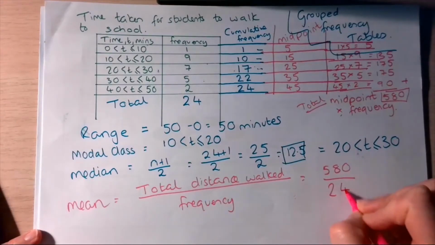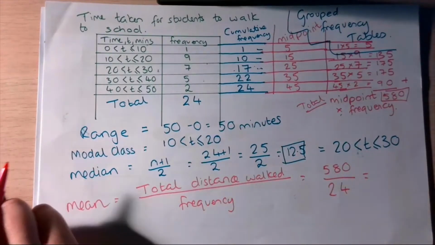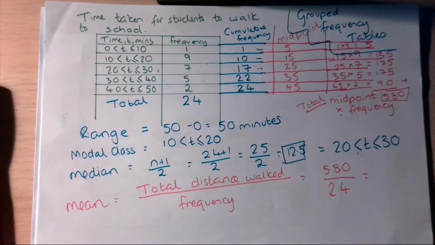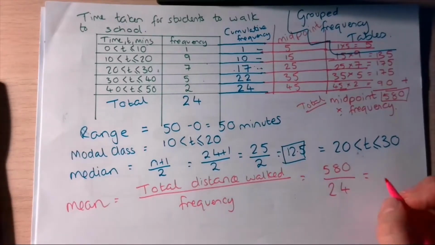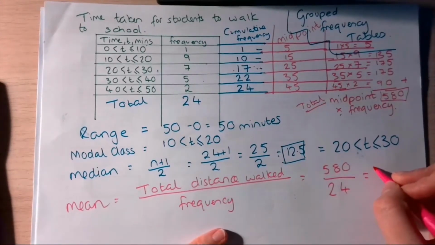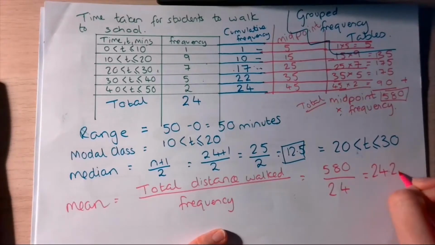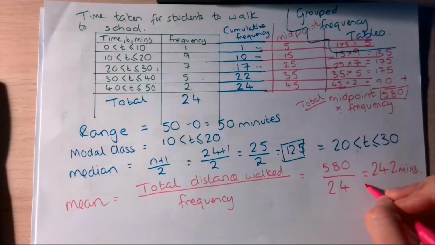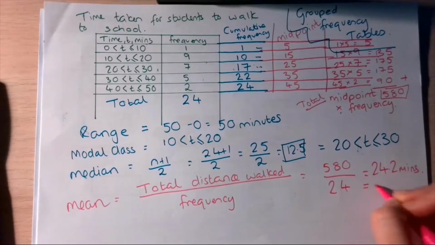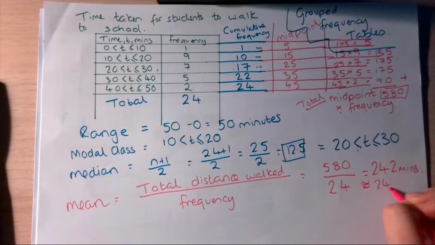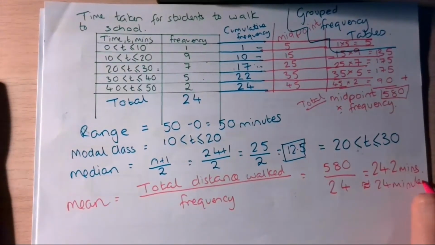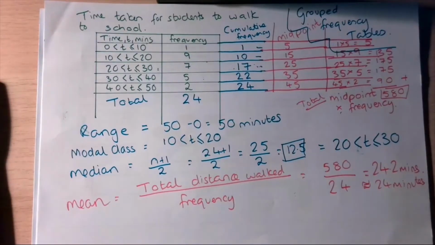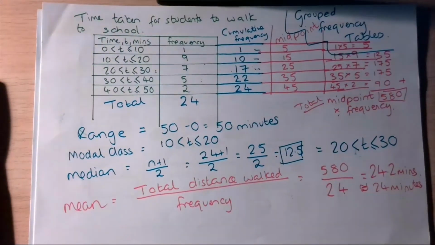So if we split that 580 minutes evenly between 24 students, we get a mean of 24.2 once we've rounded it. So 24.2 minutes once it's been rounded. Happy, to be quite honest, to round that to maybe 24 minutes. I think we're quite happy to go to the nearest minute with that one. So that's one example. I have got two more of these.